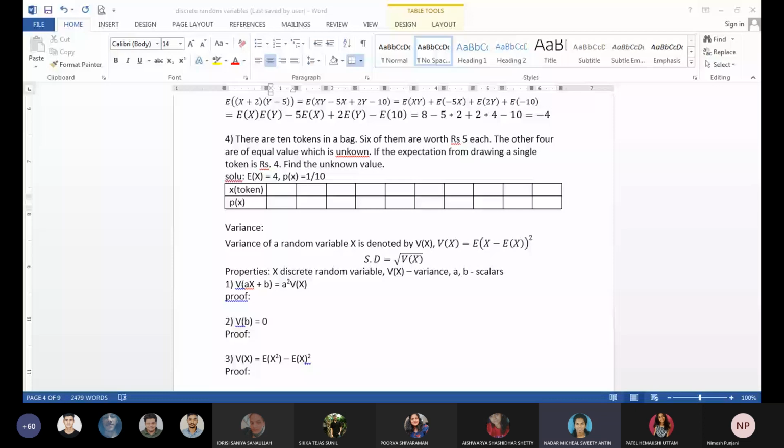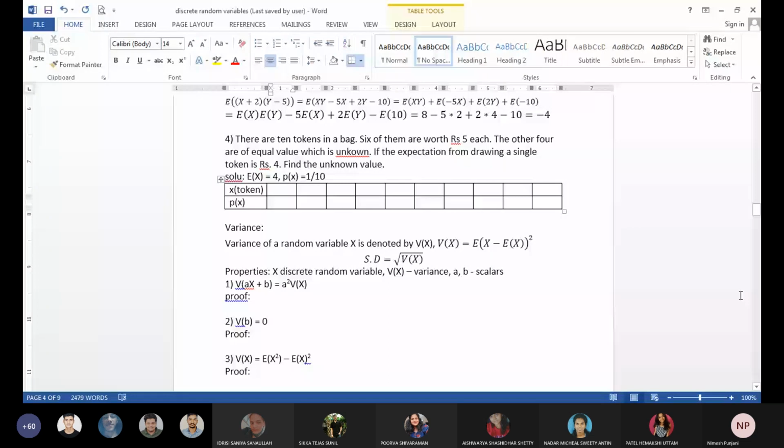Yeah, it's visible. Okay, so we were discussing the sum which says there are 10 tokens in a bag. 6 of them are worth rupees 5 each. Other 4 are of equal value, which is unknown. Expectation from drawing a single token is 4. We have to find out what is the unknown value. So in the question, expected value is given as 4. Probability turns out to be 1 by 10 because it is drawing a single token from the given 10 tokens. So the probability will be 1 by 10.